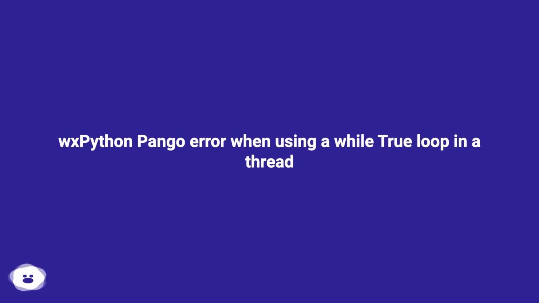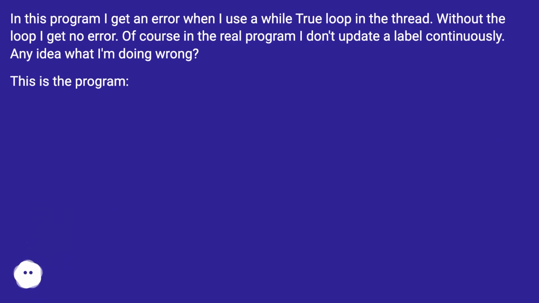wxPython Pango error when using a while true loop in a thread. In this program I get an error when I use a while true loop in the thread. Without the loop I get no error. Of course in the real program I don't update a label continuously. Any idea what I'm doing wrong?